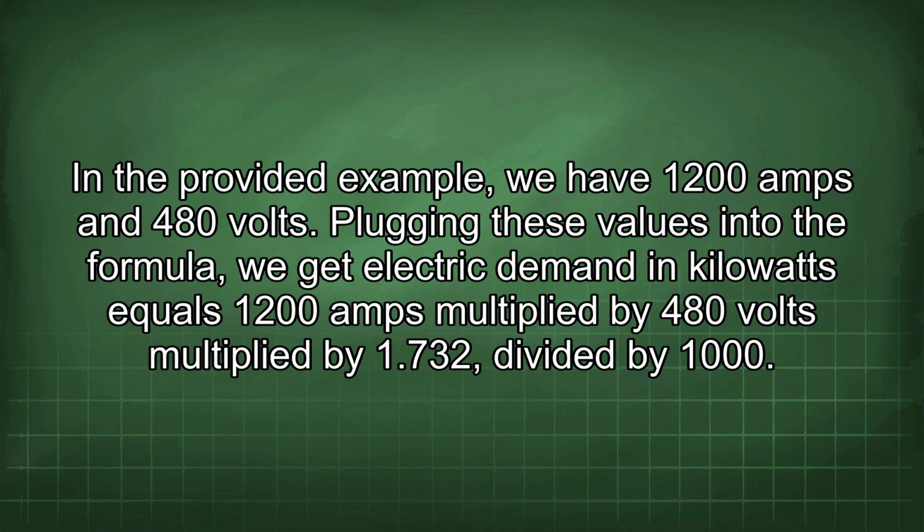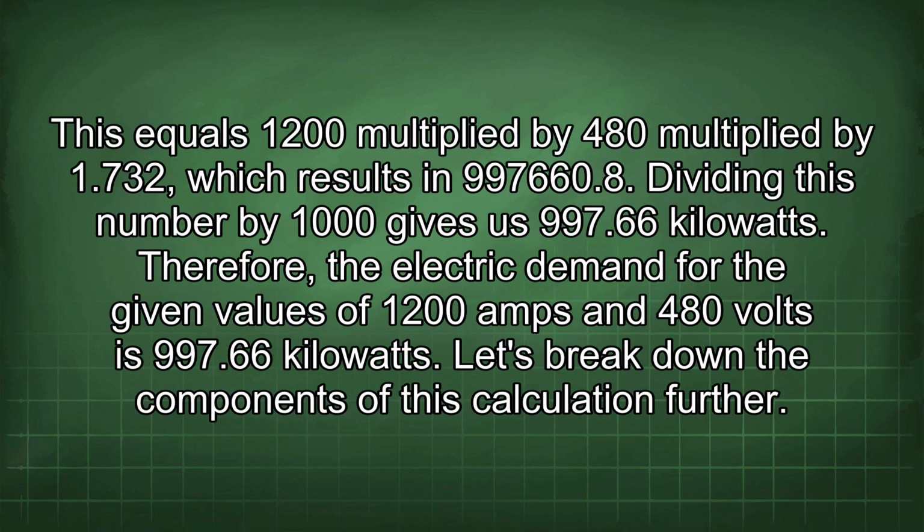We get electric demand in kilowatts equals 1200 amps multiplied by 480 volts multiplied by 1.732 divided by 1000. This equals 1200 multiplied by 480 multiplied by 1.732, which results in 997,660.8. Dividing this number by 1000 gives us 997.66 kilowatts. Therefore, the electric demand for the given values of 1200 amps and 480 volts is 997.66 kilowatts. Let's break down the components of this calculation further.